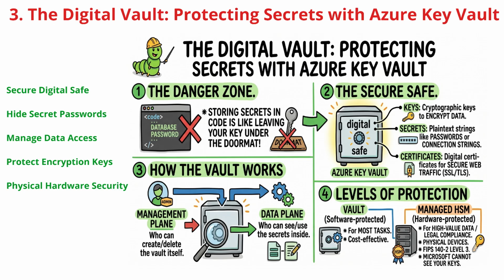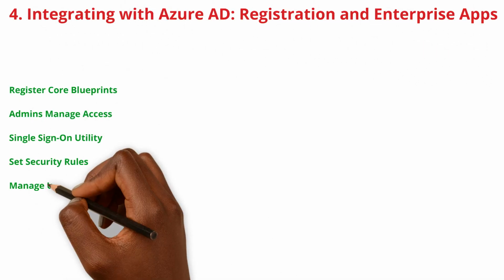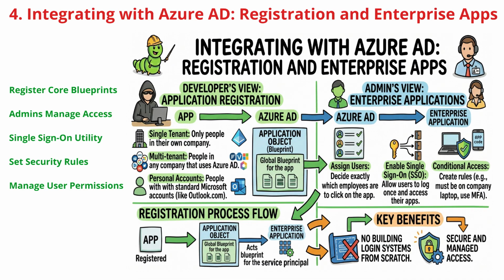Building a custom login system from scratch is a massive headache for developers. Instead, they use application registration to plug into Azure AD. This creates a global blueprint called an application object, where the developer decides who can sign in, whether it's just colleagues in their own company, users from any organization, or people with personal Microsoft accounts. Once that blueprint is set, it appears in your organization as an enterprise application.